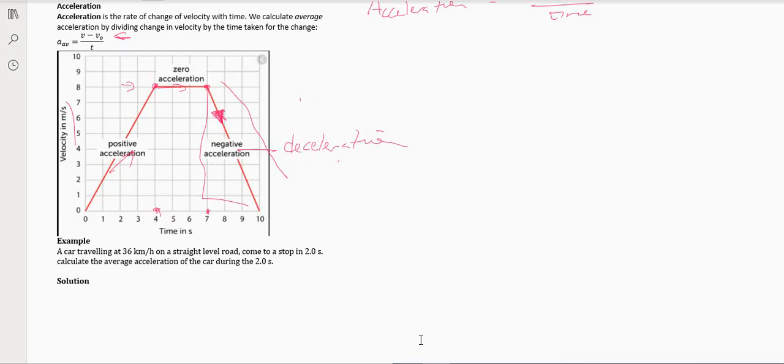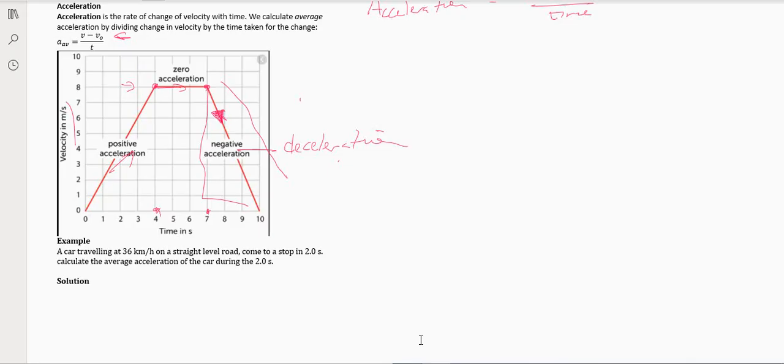All right. Now let's look at that example. It says a car traveling at 36 kilometers per hour on a straight level road comes to a stop in 2 seconds. It says calculate the average acceleration of the car during the 2 seconds.